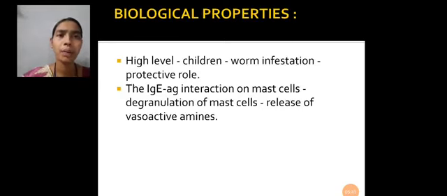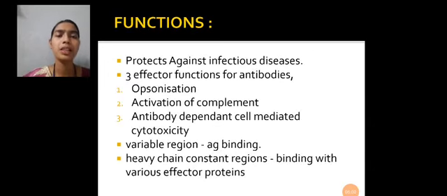Then the biological properties. These are at higher level in children and help in worm infestation and protect against the worm infestations. Then this IgE along with the antigen interaction on mast cells degranulates the mast cells and releases the vasoactive amines. The functions include it protects against infectious diseases.